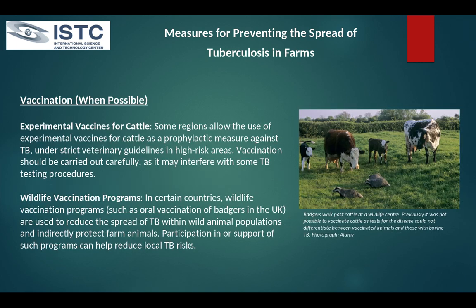Vaccination as a preventive measure, where applicable. Some regions allow the use of experimental TB vaccines for cattle in high-risk areas under strict veterinary supervision. However, vaccination must be carefully managed, as it can interfere with TB testing. Some countries implement wildlife vaccination programs, e.g., oral vaccination of badgers in the UK, which help reduce TB transmission among wildlife and indirectly protect farm animals. Participating in or supporting such programs may lower local TB risks.